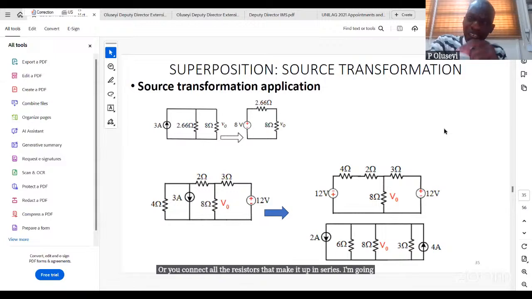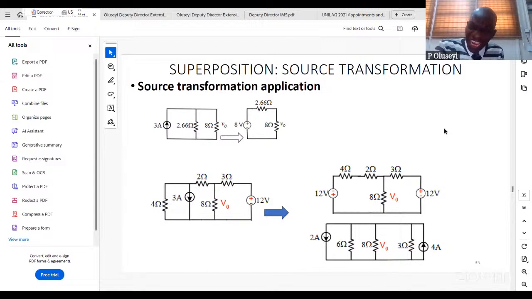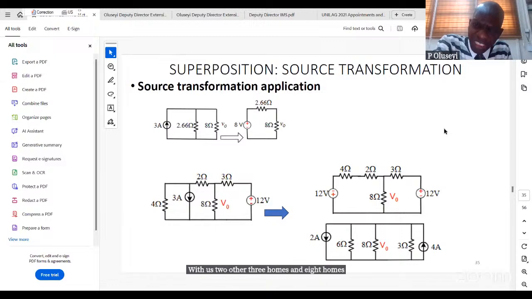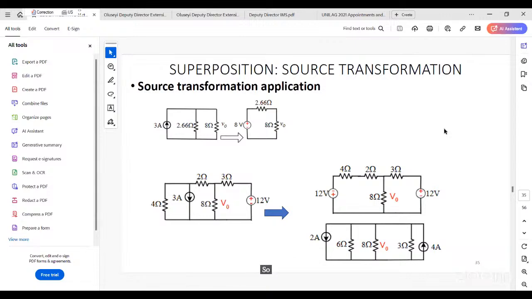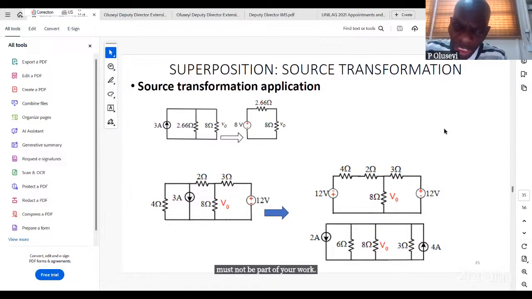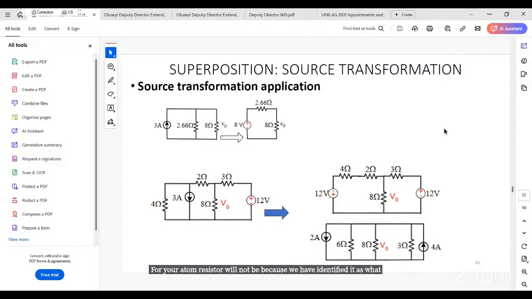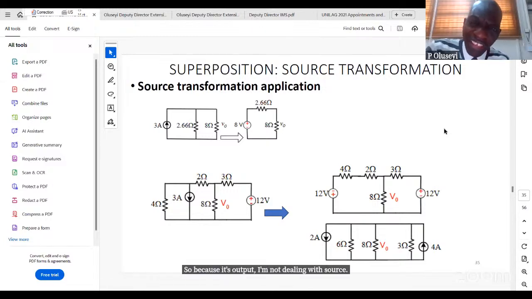I'm going to something else now. Look at the one under, where we have like a ladder. Look at the one on your left, where we have a three ladder system. You have the 4 ohms as your source, followed by the 3 amps current source. You have the 2 ohms connected, which has 2 other resistors, 3 ohms and 8 ohms. And we said that 8 ohms is our output. Recall? Can you see that as I'm seeing it? Yes, sir. So that means 8 ohms must not be part of your work when you are doing source transformation. Every other resistor there must be part of the analysis. But your 8 ohm resistor will not be, because we have identified it as our output. Because it's output and we are dealing with source. Source is another name for input.